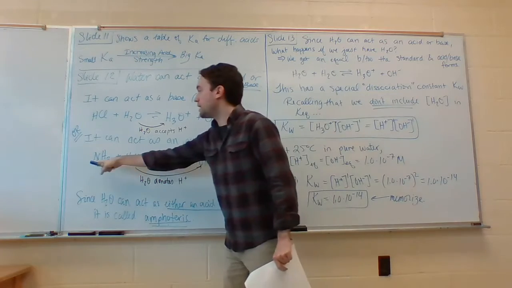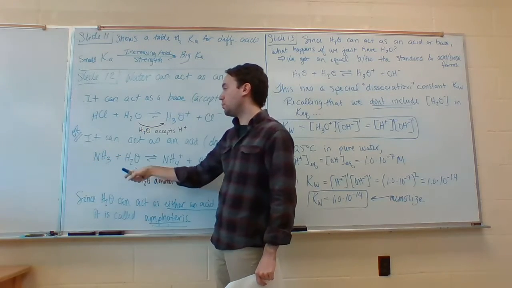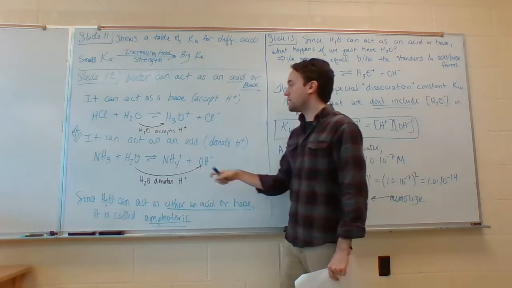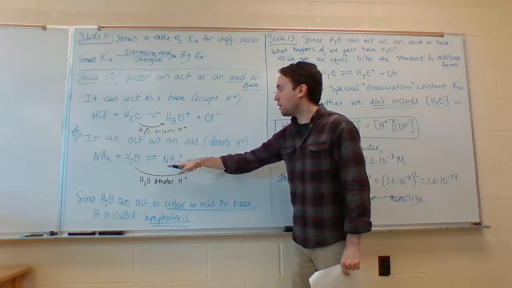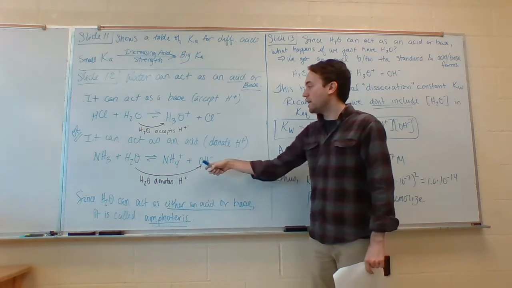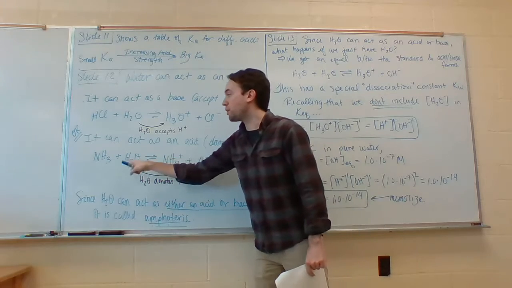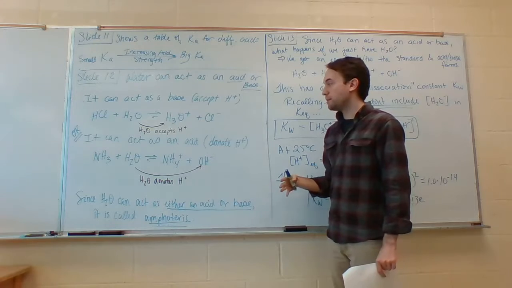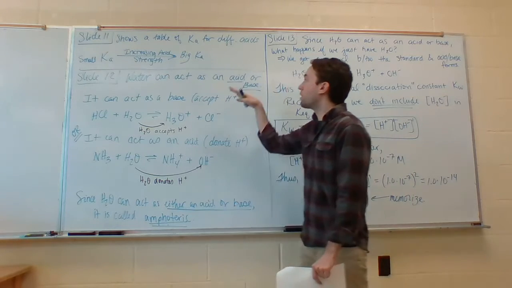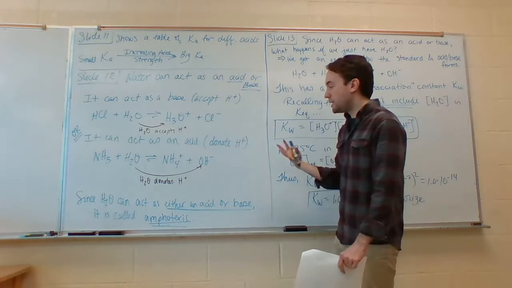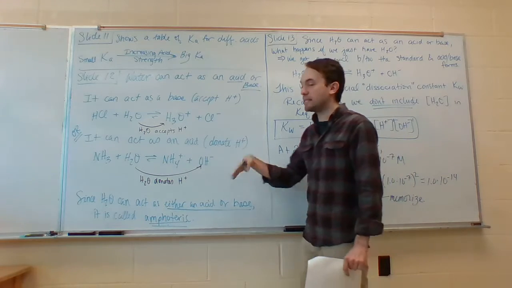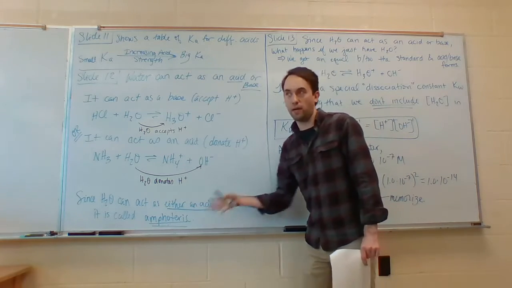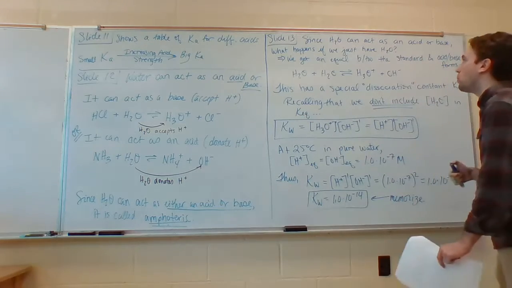All right, in the case where we have ammonia, NH3, and we've added water, notice that it forms an equilibrium where we form NH4 plus, and the H2O gives up one of its protons to the NH3 to become OH minus. Okay, so notice that water can either act as an acid or a base. When it does this, any substance that acts as either an acid or a base is called amphoteric. All right, so that's one of those cool properties of water.